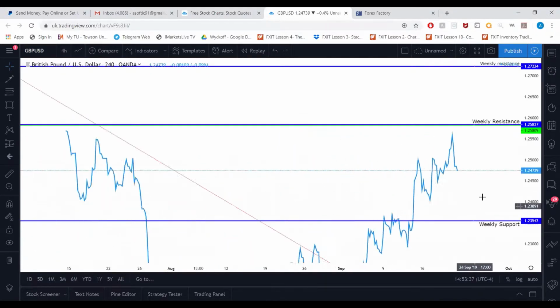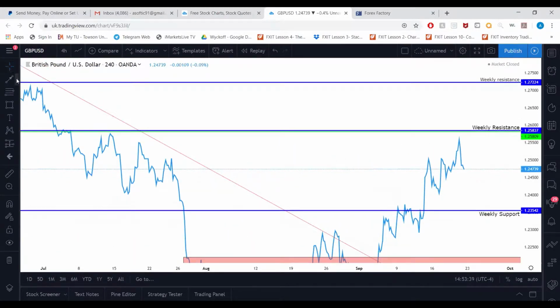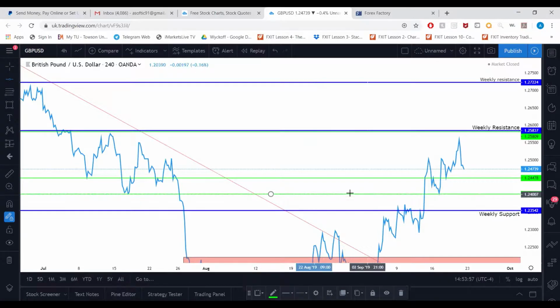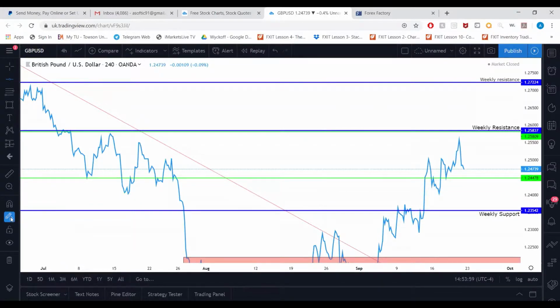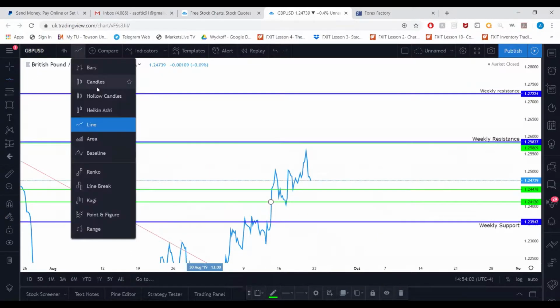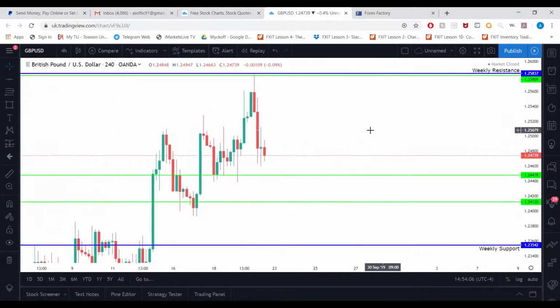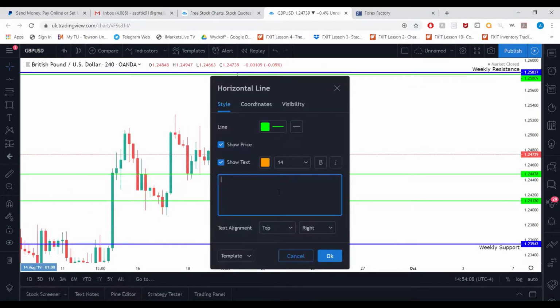Now let's see, we need to find intraday support here. That's gonna be the one. 4 hour intraday support.